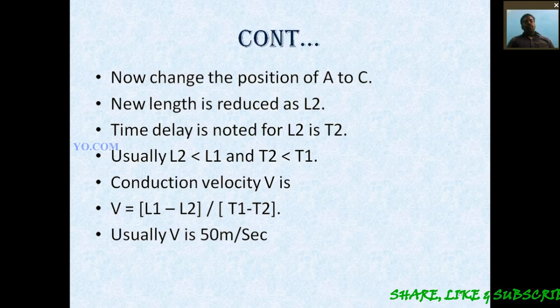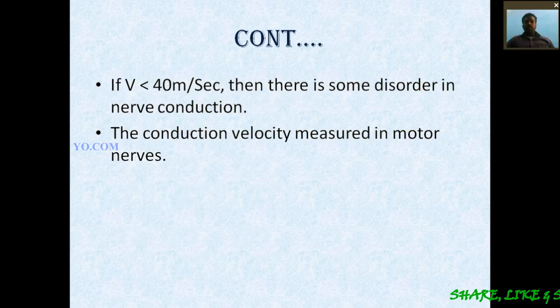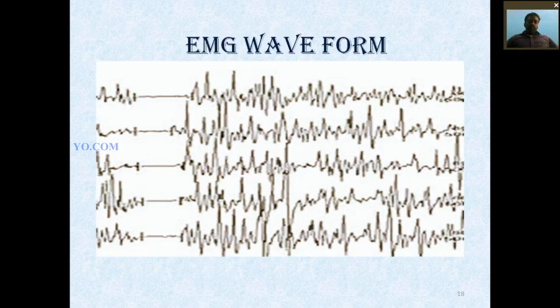The normal conduction velocity is around 50 meters per second. If it is lesser, the particular muscles have some disorder in the conduction system. If V is less than 40 meters per second, then there is some disorder present in nerve conduction. The conduction velocity is measured in motor nerves. So that is an electromyograph.